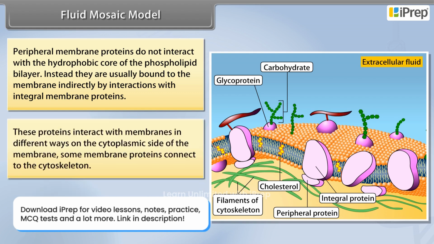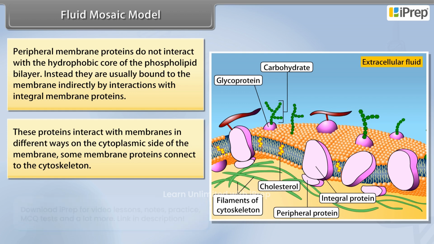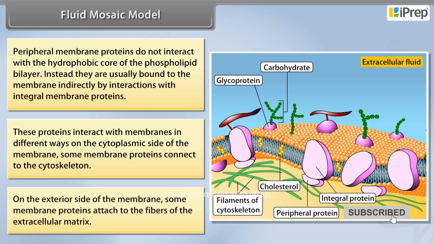These proteins interact with membranes in different ways on the cytoplasmic side of the membrane. Some membrane proteins connect to the cytoskeleton. On the exterior side of the membrane, some membrane proteins attach to the fibers of the extracellular matrix.